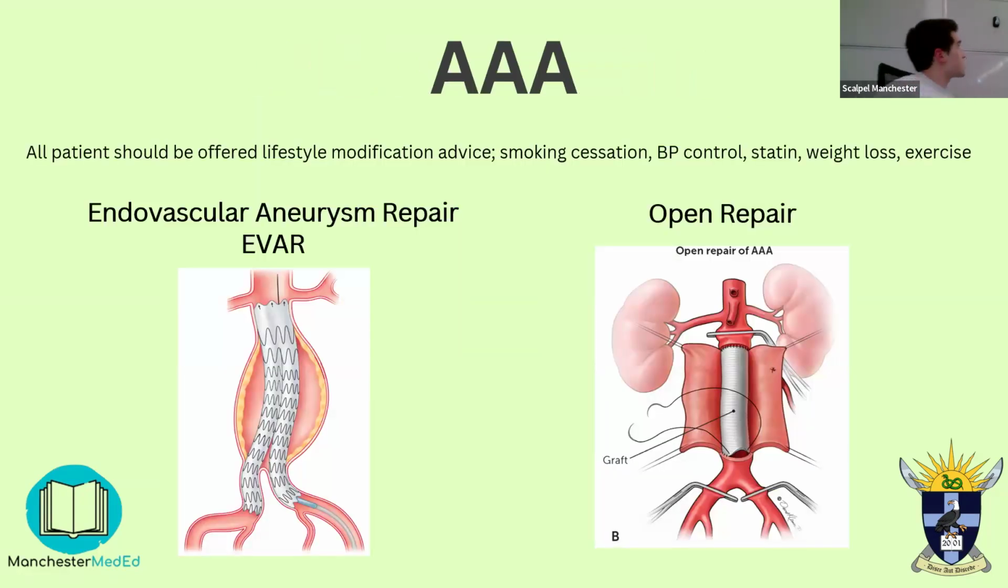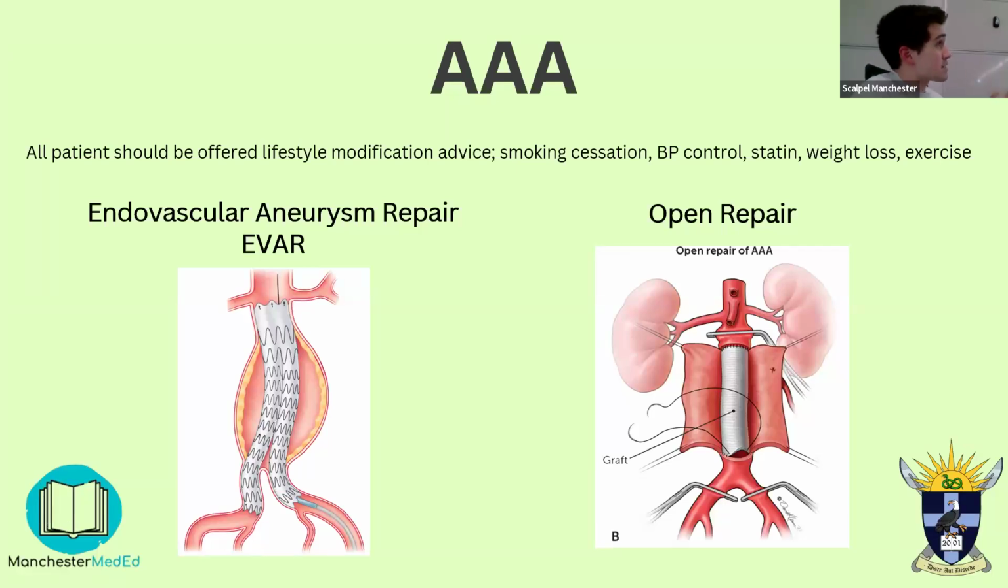So what's the management of AAA? All patients are offered lifestyle modification, and risk factor modification would probably be a more accurate thing to say. So this is stop smoking. They always smoke. Got to tell them to stop smoking. Blood pressure control, that reduces the risk of perforation, of rupture. Statin, weight loss, exercise, and if it's relevant, diabetic control.